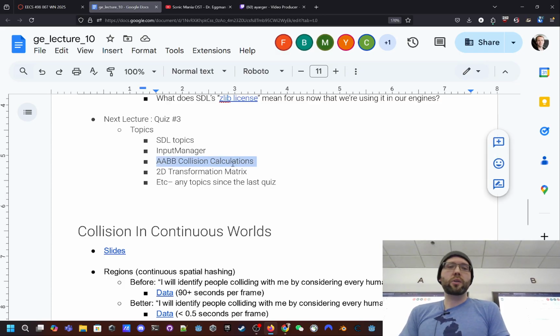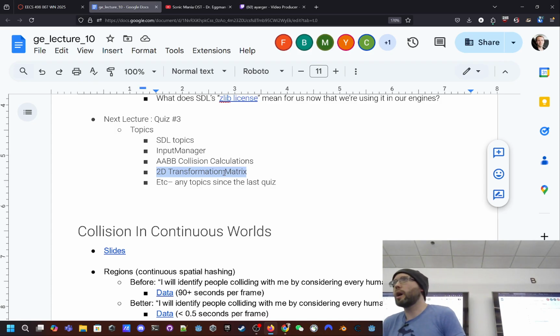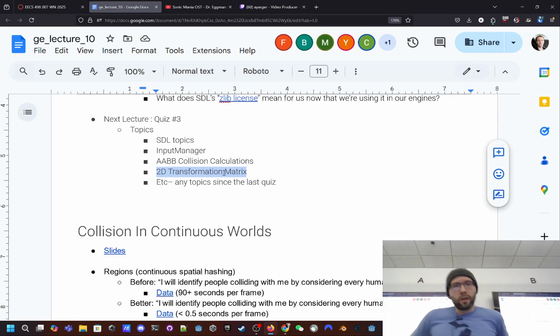This is one you might want to review for Monday. The 2D transformation matrix is a big one. This doesn't feature very prominently in the course projects or assignments, but it is an important thing to know for interviews and in case you want to make your own engine. It's a bit more efficient, a bit faster in the future.